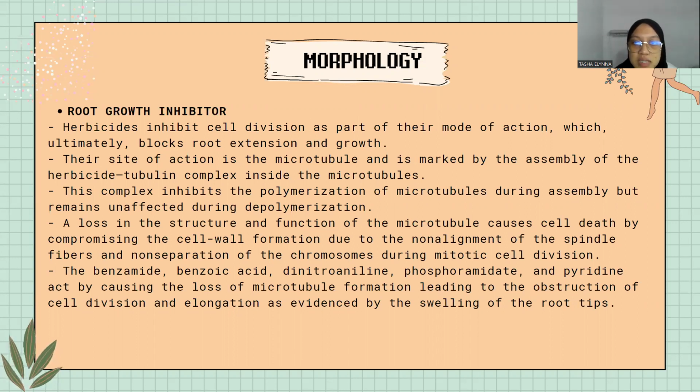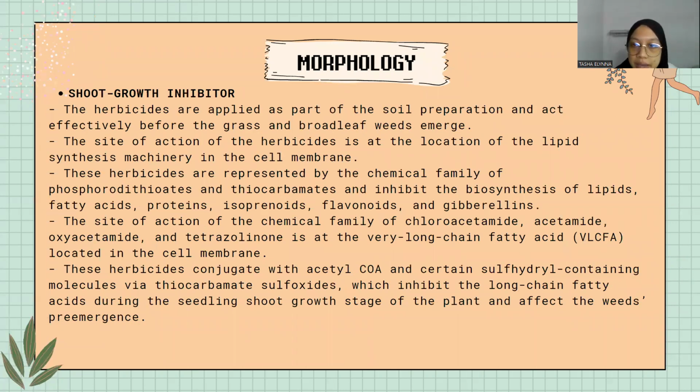Next, herbicides are also shoot growth inhibitors. The herbicides are applied as part of the soil preparation and act effectively before the grass and broadleaf weeds emerge. The site of action of the herbicide is at the location of the lipid synthesis machinery in the cell membrane. These herbicides are represented by the chemical families of phosphorodithioates and thiocarbamates and inhibit the biosynthesis of lipids, fatty acids, proteins, isoprenoids, flavonoids, and gibberellins.